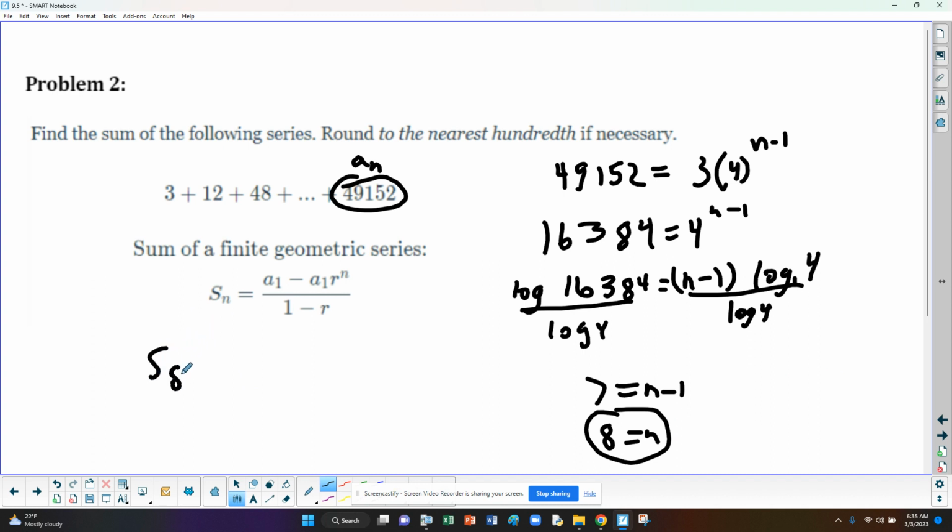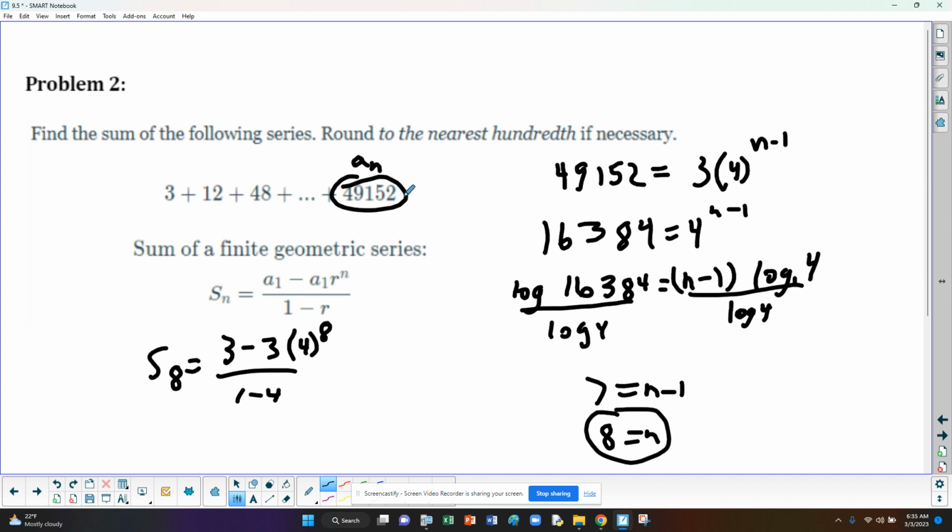The sum of 8 terms is going to equal my first term, which is 3 minus 3 times, this is going to be a 4, because I'm multiplying by 4 to get to each term, to the n power, which should be 8. And divide that by 1 minus 4. So there would be your calculation then for finding the sum of that series. But that series, we didn't know how many terms there were.